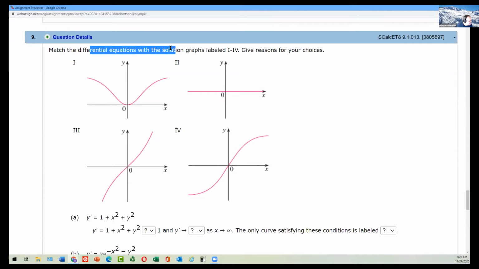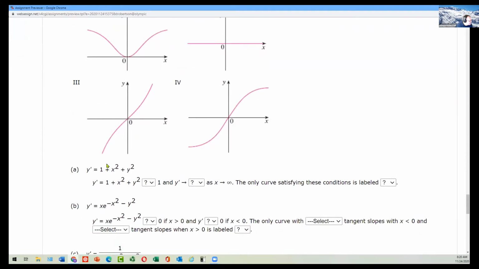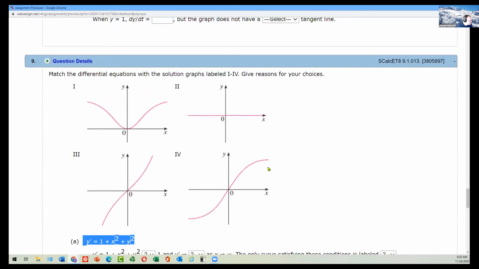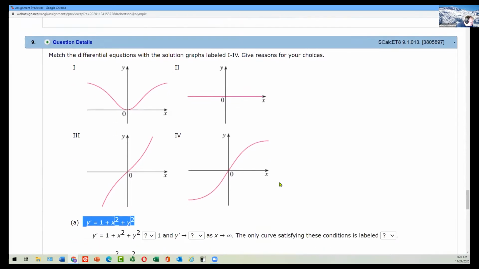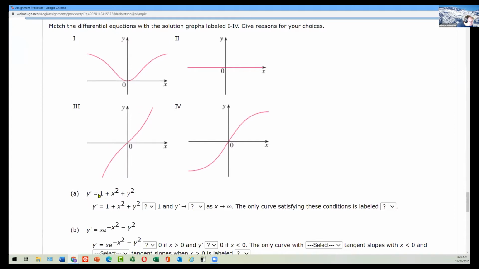Match these differential equation solutions labeled. So we have a differential equation, 1 plus x squared plus y squared. I'm going to show you that one, and I'm going to tell you why it's one of these pictures rather than any of the others. Would you agree that 1 plus x squared plus y squared is always greater than or equal to 1? X squared and y squared are positive, so the best it can be is bigger than 1.